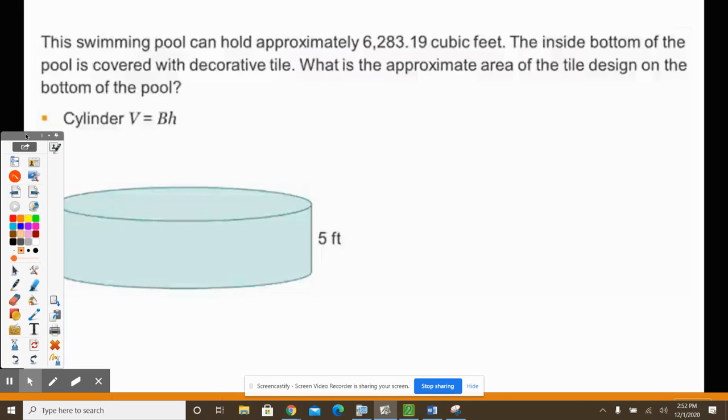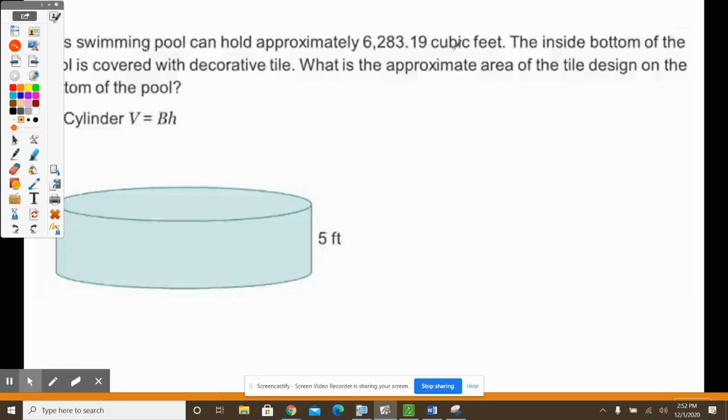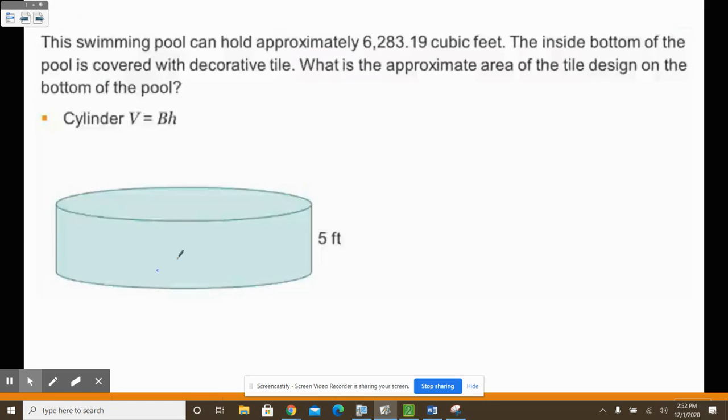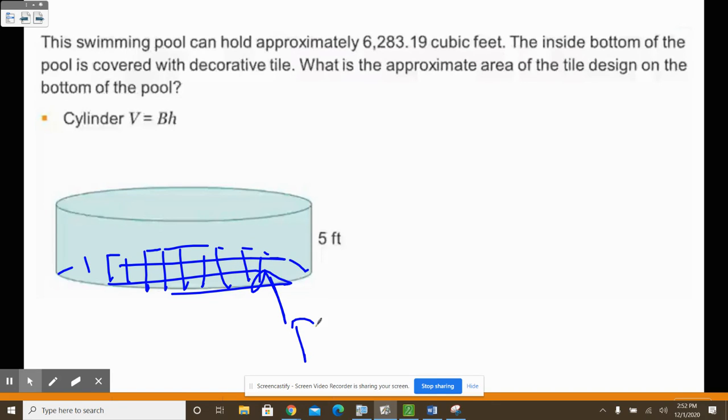Okay, what's this one say? This swimming pool can hold this much. The inside bottom is going to be with tile. They want to know how much tile will be on the bottom, which they didn't really show me the bottom very well. But what's that asking for? That's asking me how much tile. They're asking me for big B. So I'm going to use big B times H.